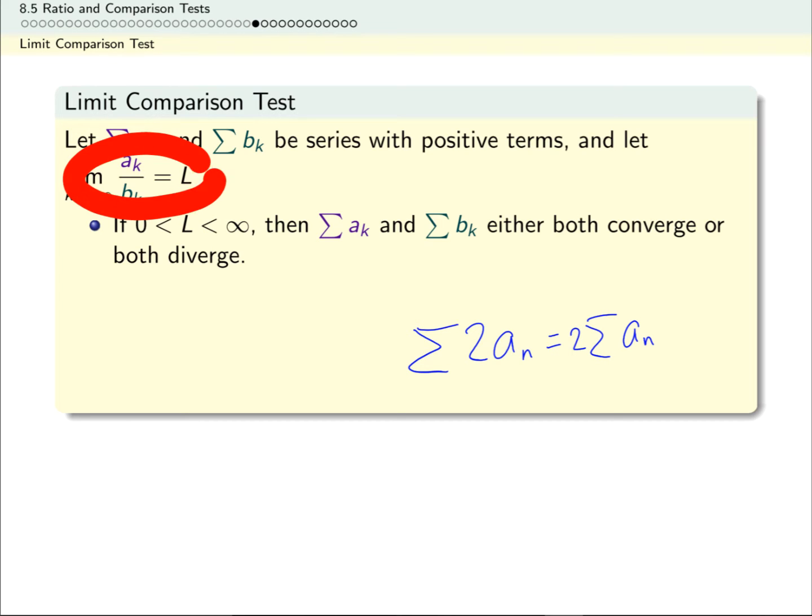If this limit is a positive finite number, that tells us that the series behave similarly, that the terms are sufficiently similar that both series converge or both series diverge. Now, if you get 0 or infinity, actually the limit comparison test is no stronger than the direct comparison test.